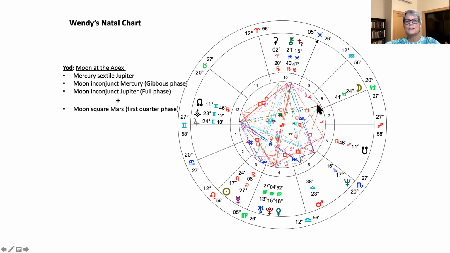So the moon is at the very tip of a yod here. The yod is oftentimes called the finger of God. What's significant about the fact that her moon is in Capricorn in the 8th house at the very apex of this yod configuration is, first of all, with yods you've got a sextile here. In her case, it's Jupiter and Mercury.